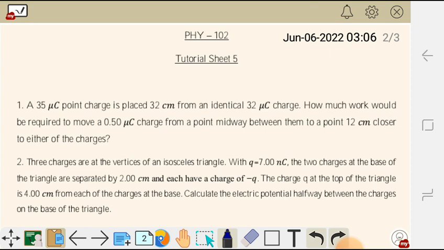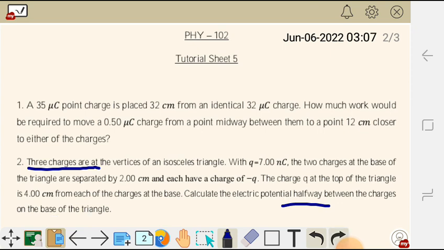Now question 2 reads: 3 charges are at the vertices of an isosceles triangle with Q equal to 7 nanocoulomb. The 2 charges at the base of the triangle are separated by 2 centimeters and each have a charge of negative Q. The charge Q at the top of the triangle is 4 centimeters from each of the base charges. The question continues: calculate the electric potential halfway between the charges on the base of the triangle.